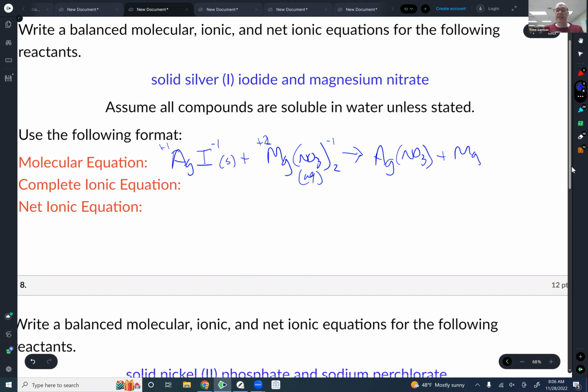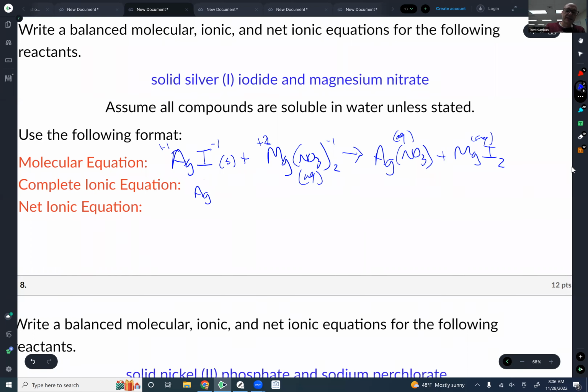And I'm going to have magnesium, and I'm going to have iodine. Now, because of their original charges, it's going to be MgI2. All of these are aqueous. Now, the complete ionic, how we do that is that you have to now separate, and here's where it gets to be a pain. But you do not separate the solids. One of the simple mistakes that many of you made.